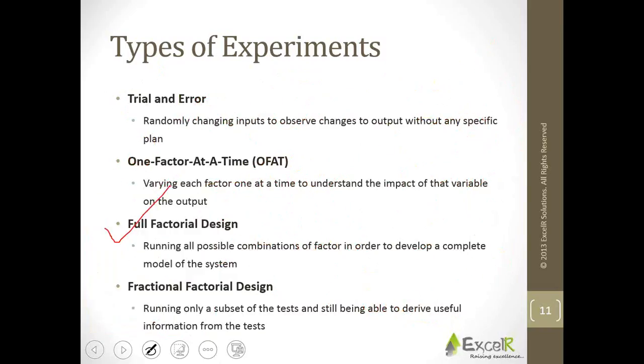But as the number of factors increase, it would become cumbersome and rigmarole to actually calculate these things. So we go ahead with the fractional factorial design. What do we do in this fractional factorial design? Running only a subset of the tests.